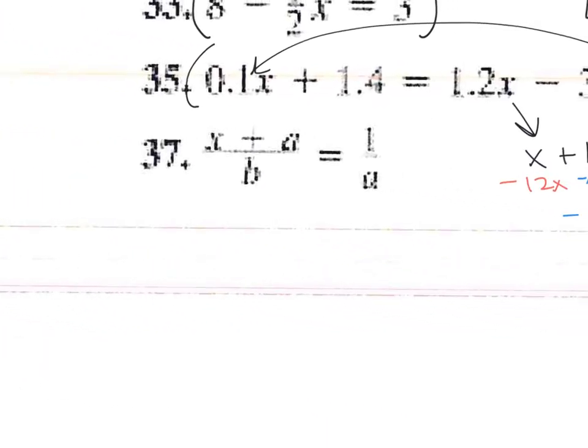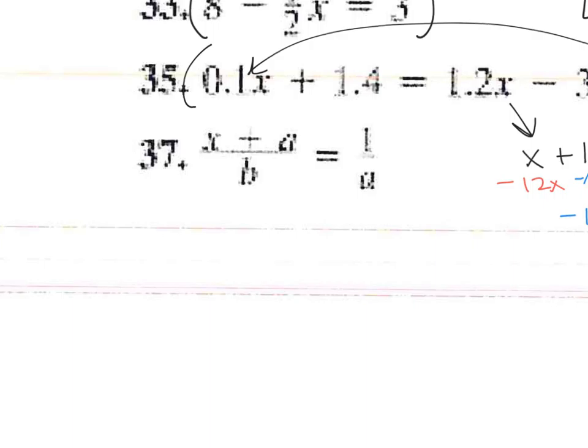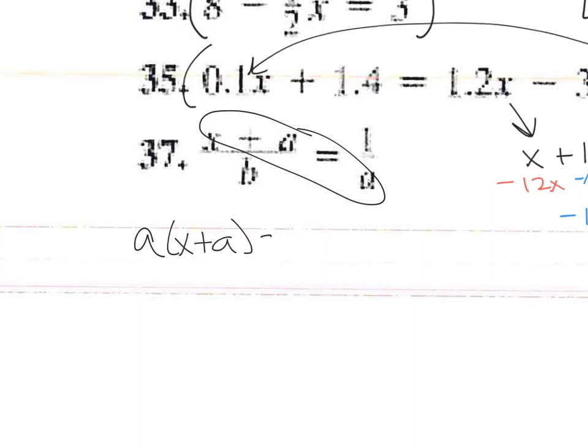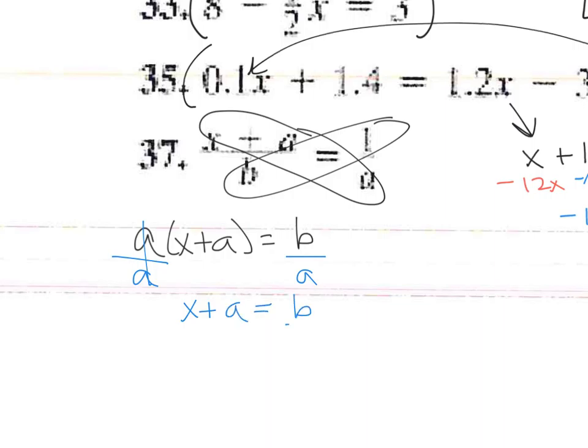So then over here, 37, if I'm solving for x, I'm going to cross multiply. I see a proportion. I see two fractions that are equal. So I'm going to cross multiply. So a times x plus a equals b. So if I'm going to solve for x, my own thing is I'm not going to do the distributive property. You could, but I'm going to divide both sides by a first. So I have x plus a equals b over a. And then I'm going to subtract a. So x equals b over a minus a.